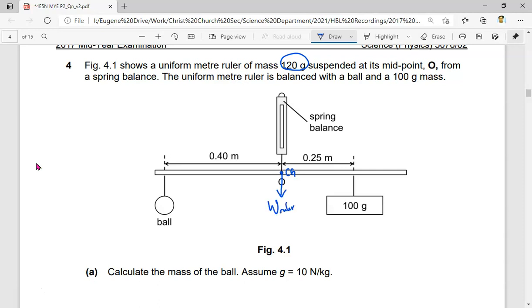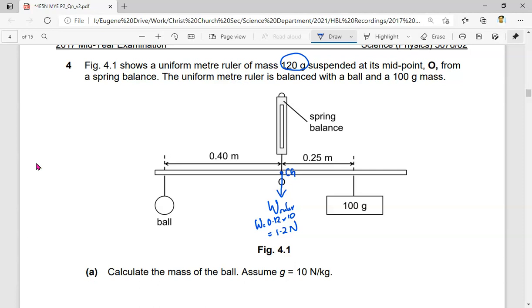And what's the weight of the ruler? You need to convert this into kg and multiply by 10. So the weight of the ruler is actually equal to 0.12 kg multiplied by 10, which gives you 1.2 Newton. Okay, so these are some preliminary calculations that I've done.